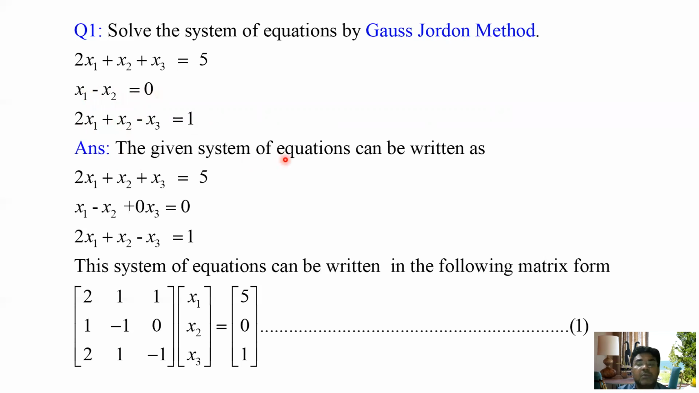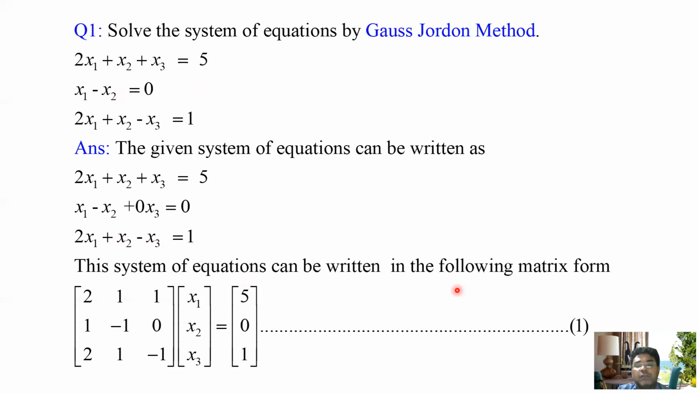The given system of equations can be written as follows. First you have to rewrite with the x's always in columns: x1, x2, x3. So 2x1 plus x2 plus x3 equals 5. x1 minus x2 plus 0x3 equals 0. 2x1 plus x2 minus x3 equals 1. Clear? If any variable is missing, first you have to rewrite this. So this is your first step.